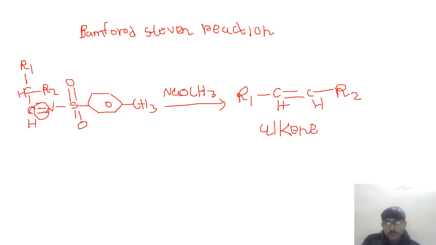So what you have to remember in case of Bamford-Stevens reaction is that there is a para-tosyl reagent which is going to undergo a rearrangement reaction in presence of the base, and it is going to convert into the alkene. Okay, so this is the Bamford-Stevens reaction. The formation of alkene takes place from the tosyl reagent.